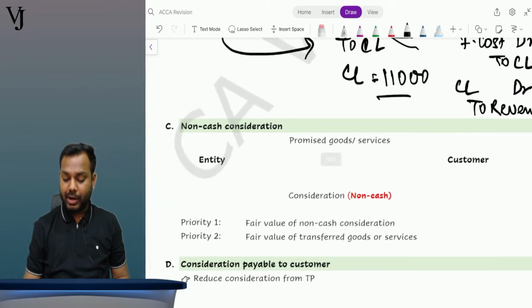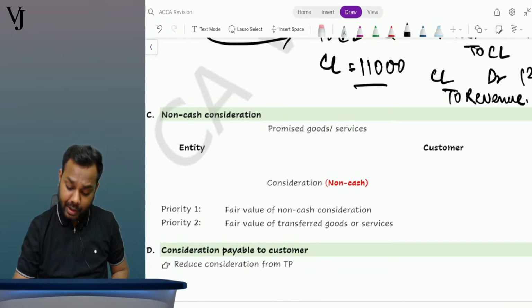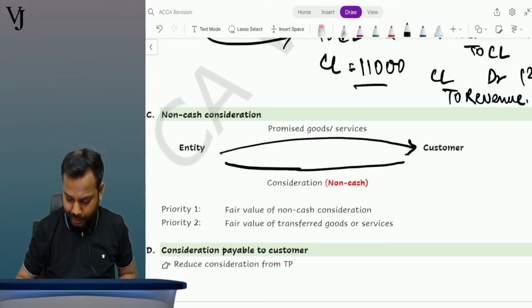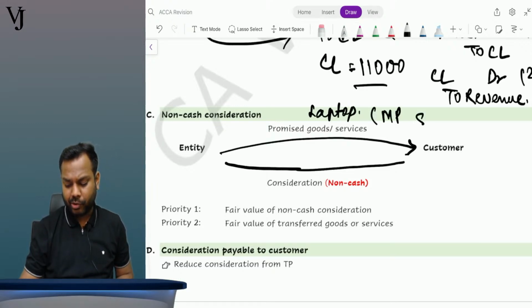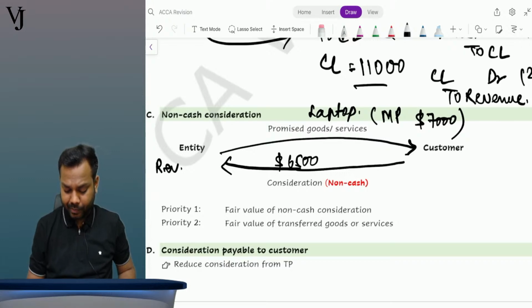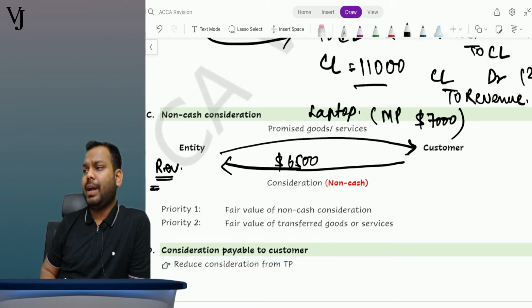Now, non-cash consideration. The entity transferred the goods, and now the customer will pay. Let's suppose the entity transferred a laptop. The market price of the laptop was $7,000, but the customer has paid only $6,500. Tell me how much revenue should I recognize? How much revenue will the entity recognize?